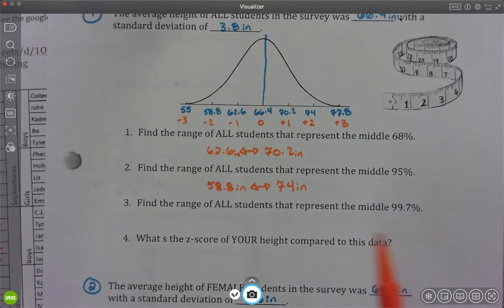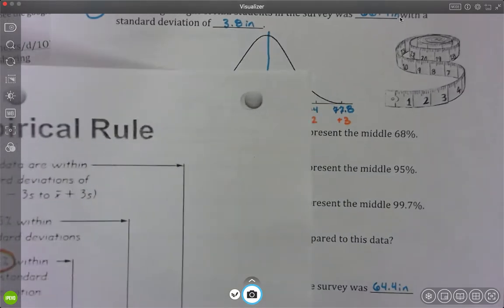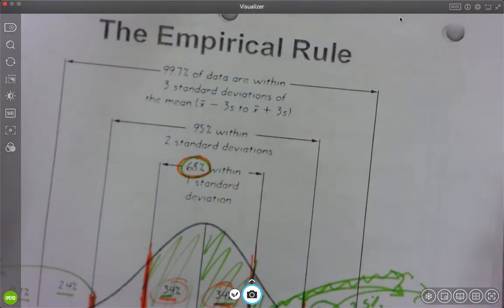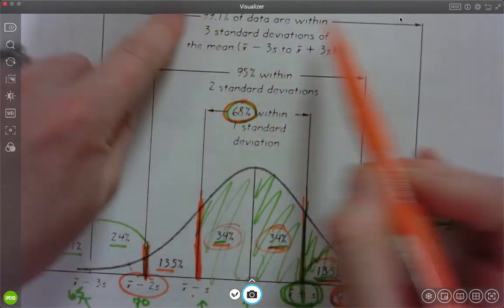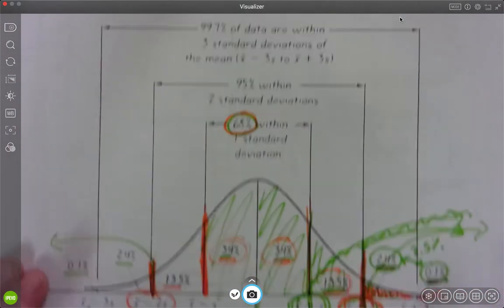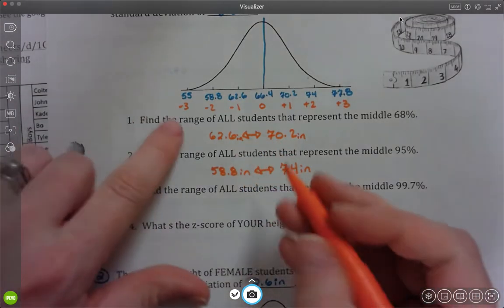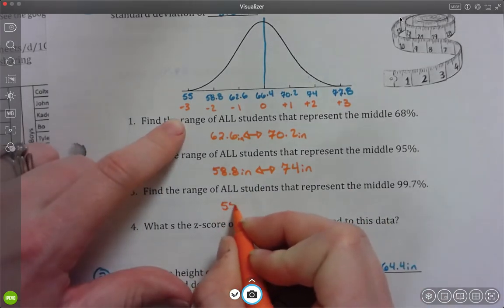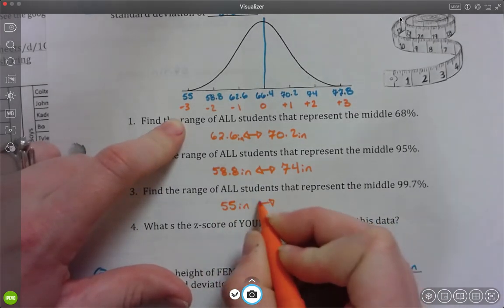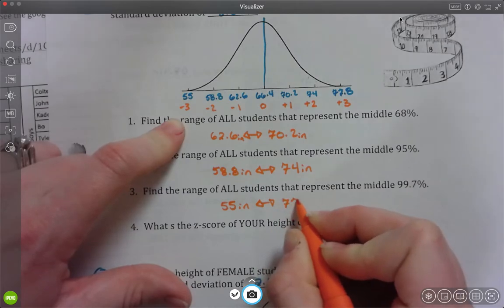Find the range of all students that represent the middle 99.7. So now we're doing 3 standard deviations, okay? Look on our empirical sheet, 99.7 is between -3 and +3. And those numbers are corresponding to 55 inches and 77.8 inches, okay?